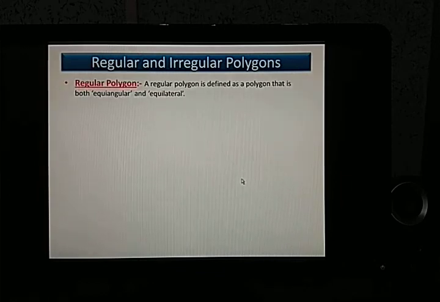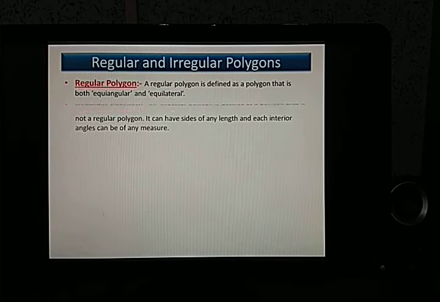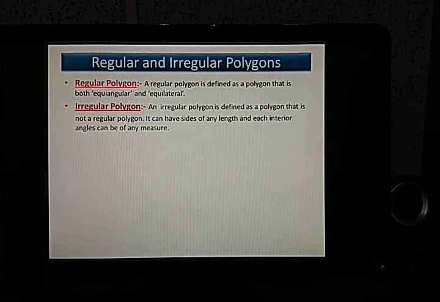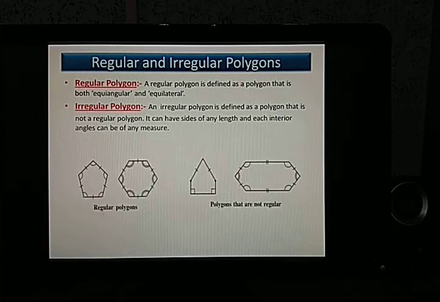Let us see what is a regular polygon. A regular polygon is defined as a polygon that has been both equiangular and equilateral. Equiangular means all the angles are equal, and equilateral means all the sides are equal. We all know this. And irregular polygon will be a polygon which is not regular, definitely. It can have sides of any length, and also the interior angles, or you can say the angles, can be of any measure.